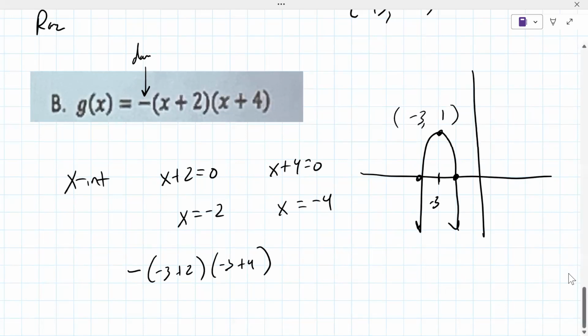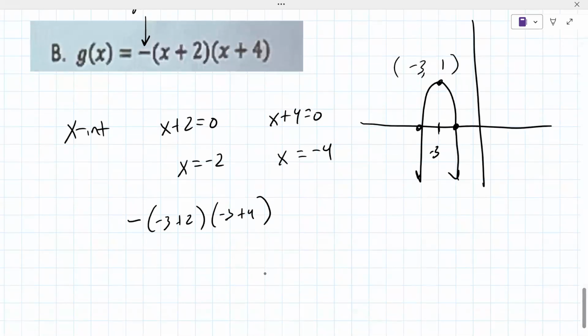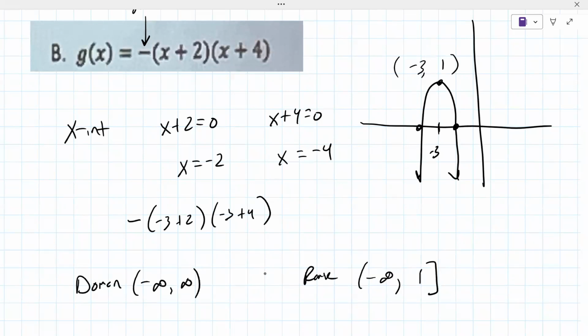Okay, so now you can tell me the domain and the range. Give that a try, please, because we did a bunch of these. Domain is from negative infinity to positive infinity. Okay. Range is from negative infinity to one, including one.